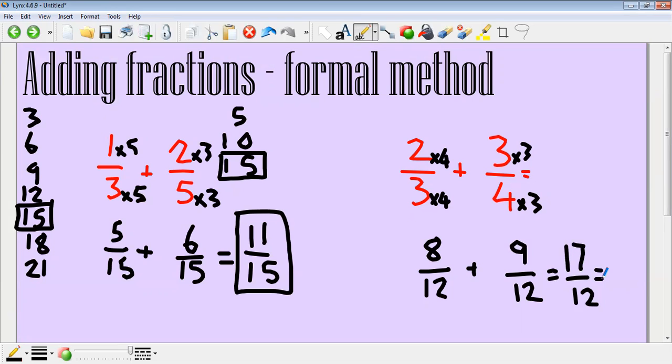Now if I want to turn it into a whole and a part, which is a mixed number, I can use 12 of those 17 to create a whole one. And if I've used 12 of the 17, I'd have 5 left.